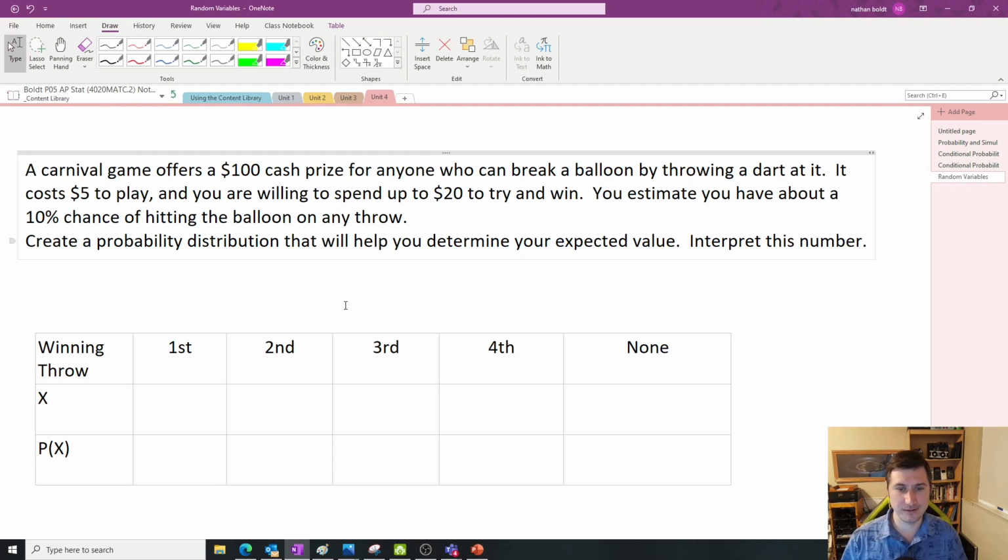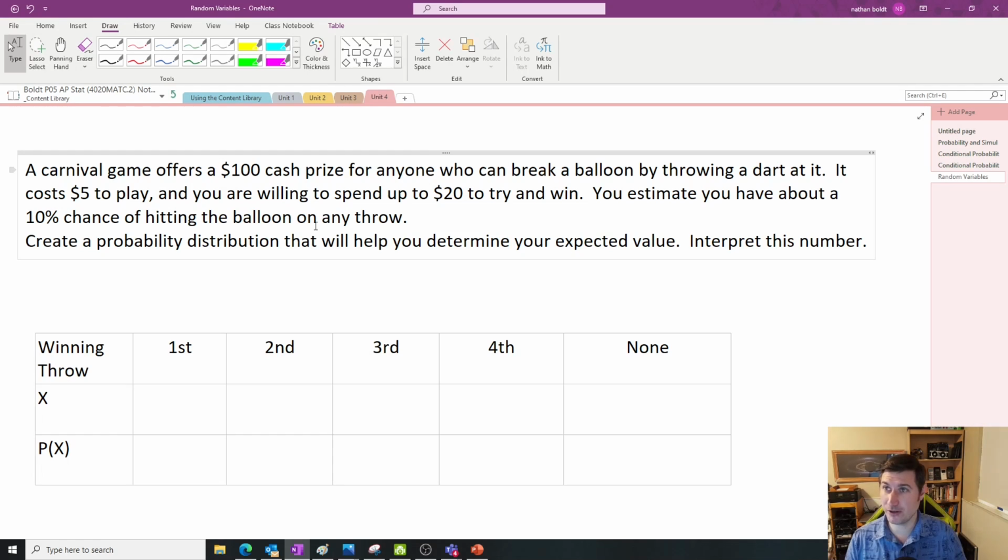Let's take a look at 2 more examples here. A carnival game offers a $100 cash prize for anyone who can break a balloon by throwing a dart at it. It costs $5 to play, and you are willing to spend up to $20 to try and win. You estimate you have about a 10% chance of hitting the balloon on any throw. And let's assume that if you hit it, it'll pop it.